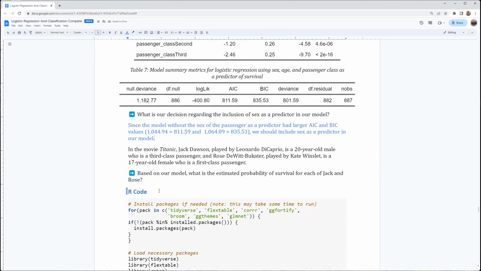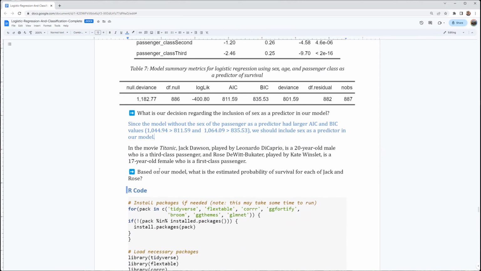All right, so one last prediction. Jack Dawson, played by Leonardo DiCaprio in the Titanic movie, was a 20-year-old male who was a third-class passenger, in the low income group. Rose DeWitt Bukater, played by Kate Winslet, was the very wealthy first class passenger, and she was only 17. Let's get the estimated probability of survival for each of them.